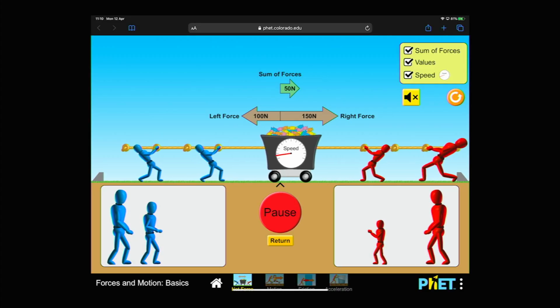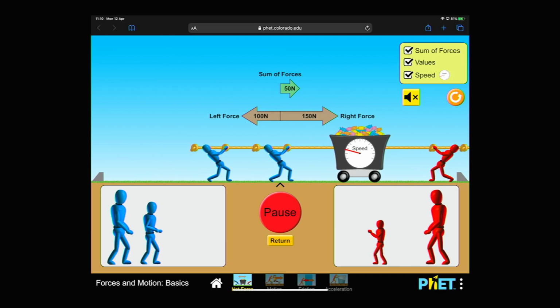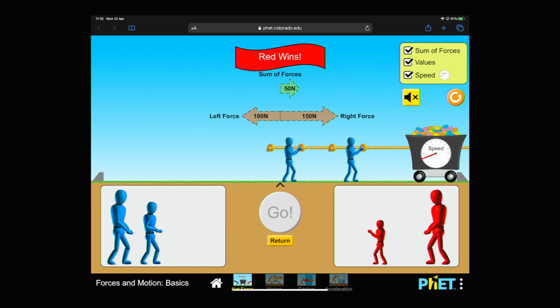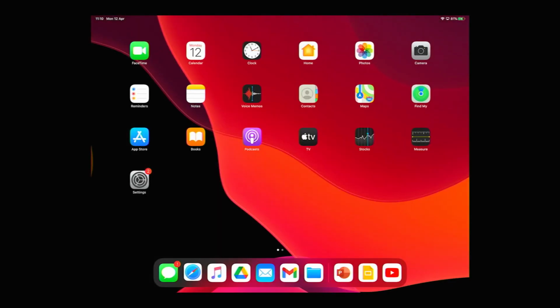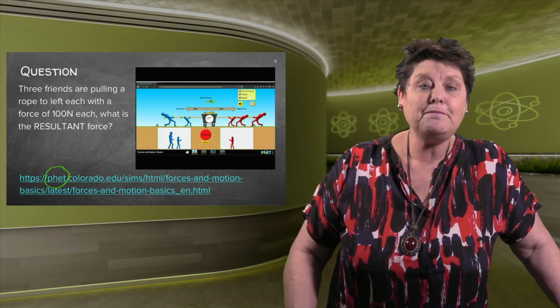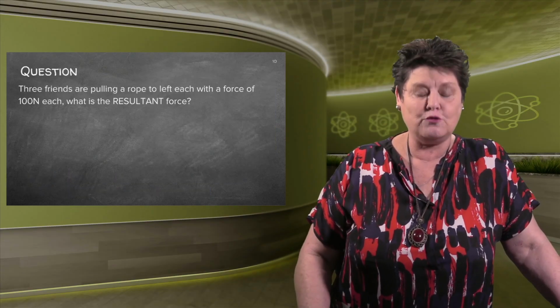And now you can see the right force will win because there's 150 to the right, 100 to the left, and 50 Newton to the red. And it seems like they're going to win. That's a nice way of expressing and seeing what happens with these forces. So have a play, go onto the internet and see if you can find these forces.